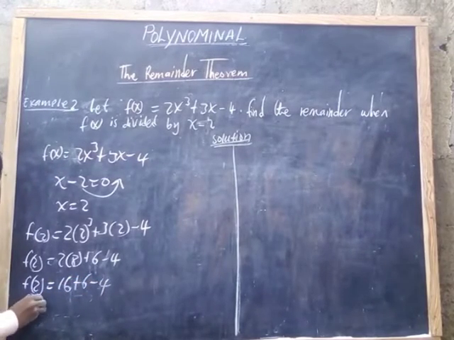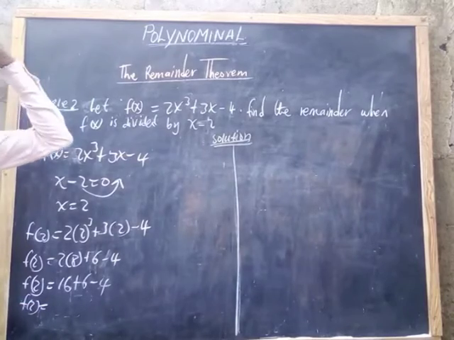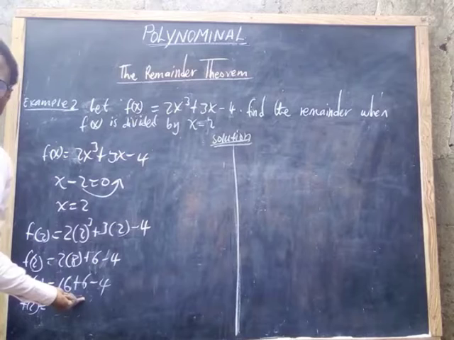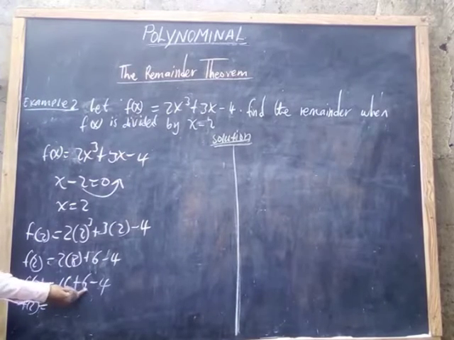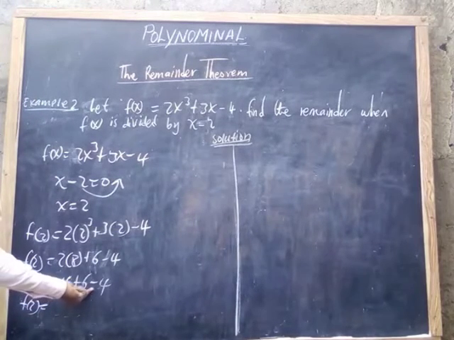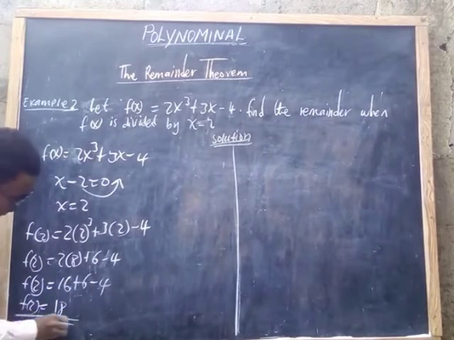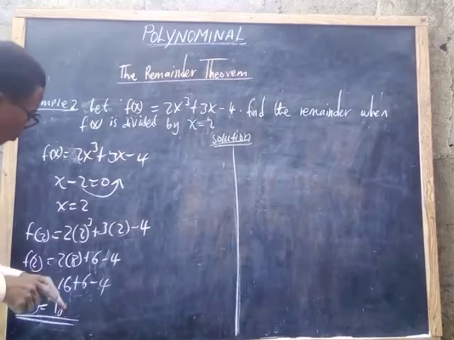So therefore, f of 2 is equals to what? 16 plus 6 gives us how many? 22, right? So 22 minus 4 gives us how many? 18, right? So the answer is supposed to be what? 18. If you use your calculator, you punch it.